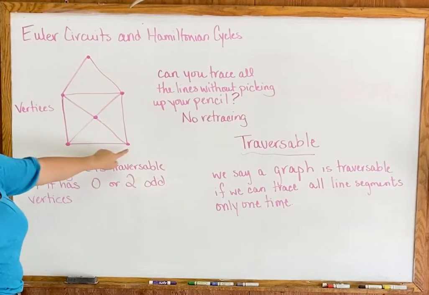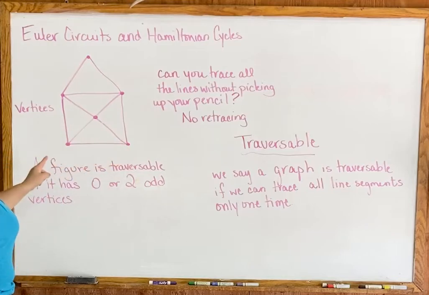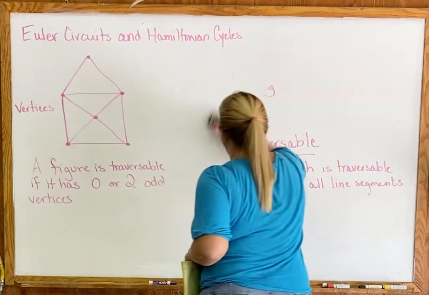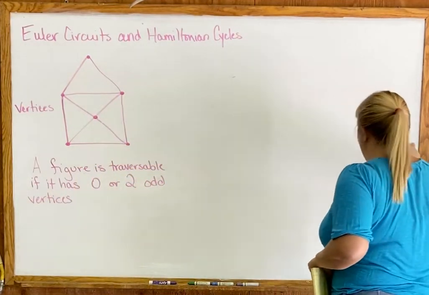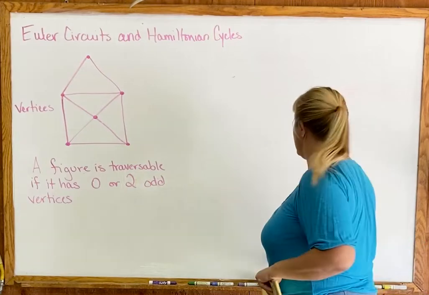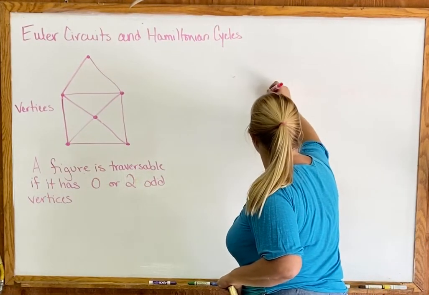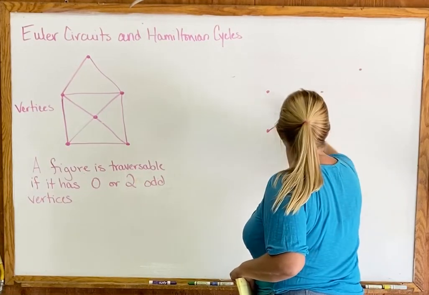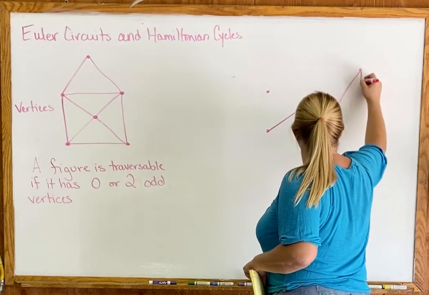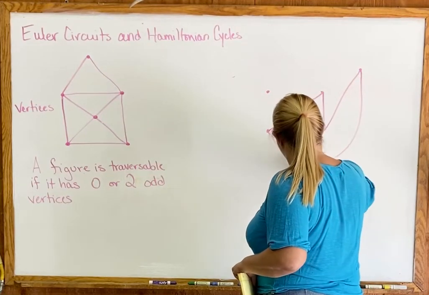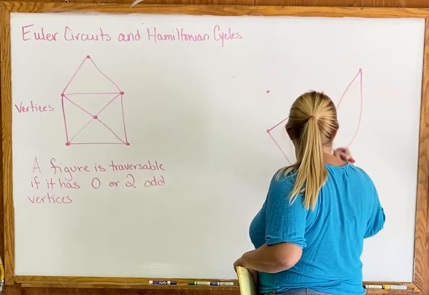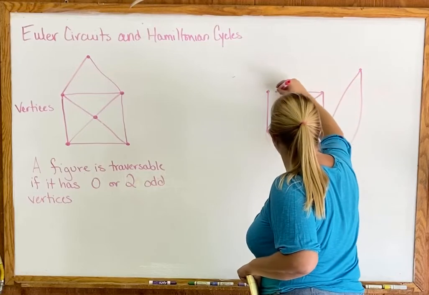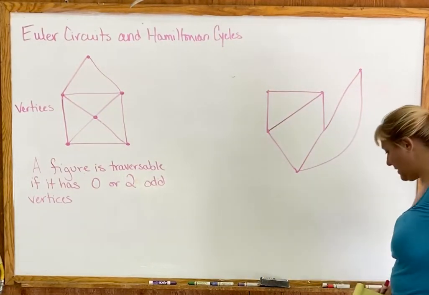So we had an odd vertex here and an odd vertex there, and we were able to trace. Now if we had more than 2 odd vertices, we would not be able to do this. So let's see, I'm going to put some points here. It doesn't really matter what this shape is. Whatever, we just needed a shape.